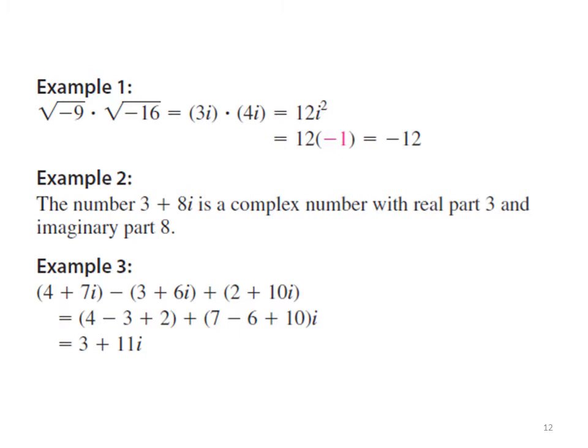If I take 4 minus 3 plus 2, that's the real part, and then plus the imaginary part, 7 minus 6 plus 10. 4 minus 3 plus 2 is just 3, plus then the imaginary part is just 11. The sum of 7 minus 6 plus 10 is just equal to 11.